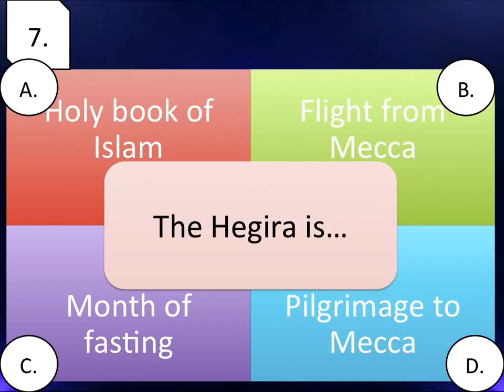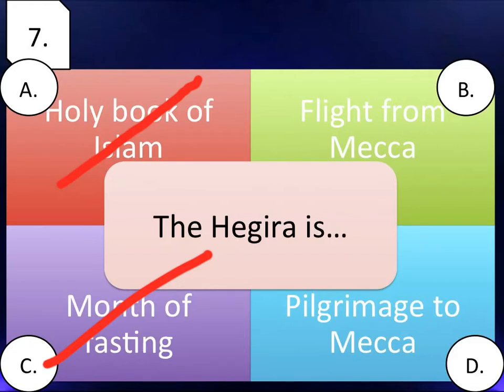Let's get rid of the obvious one. It is not A, the Holy Book of Islam is the Quran, Q-U-R-A-N. Nor is it C, the month of fasting is Ramadan. I'm probably not going to ask you about Ramadan on the test, but it is important to know that it exists and is one of the pillars.